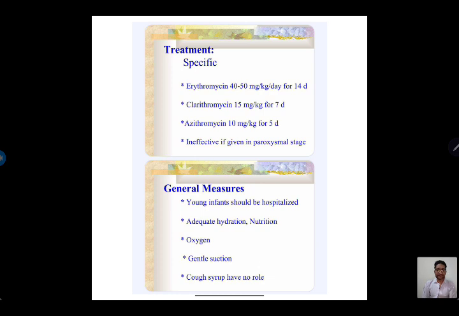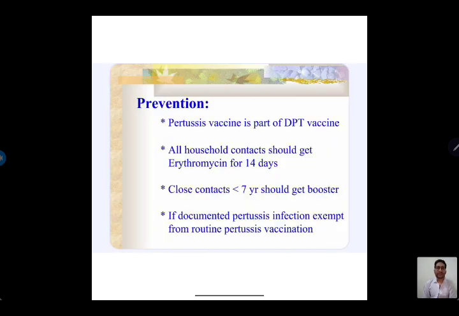General measures: young infants should be hospitalized, with adequate hydration, nutrition, oxygenation and gentle suction. Cough syrups have no role. Prevention: pertussis vaccine is a part of the DPT vaccines. All household contacts should get erythromycin for 14 days. Close contacts less than 7 years should get a booster dose. If pertussis infection is documented, they are exempt from routine pertussis vaccination.